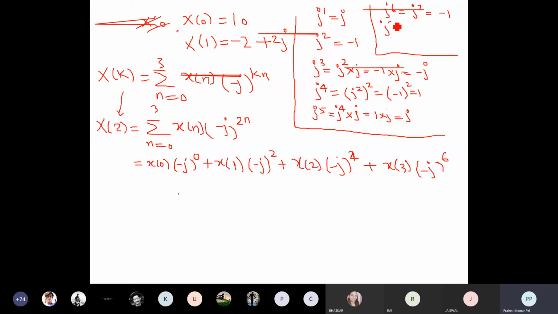If j to the power 7 is there, we will subtract 4, meaning whatever remainder comes after dividing by 4, that will be the power of j. So once we divide it by 4, 3 will be the remainder, so it will be j to the power 3, and we know j to the power 3 is minus j, so it will be minus j.